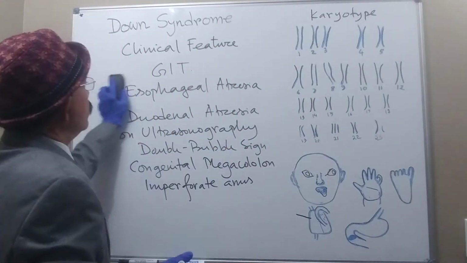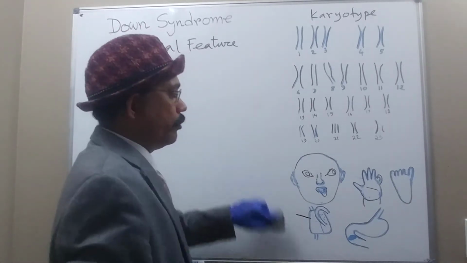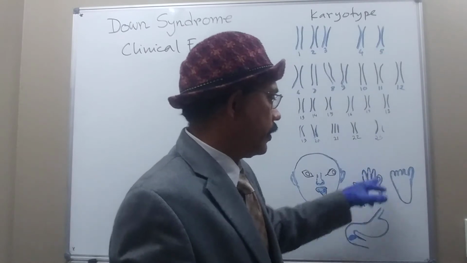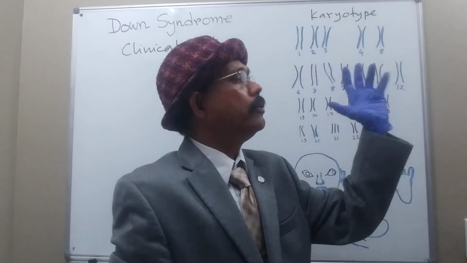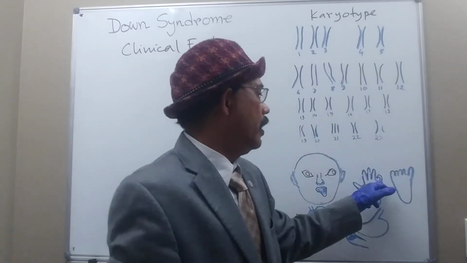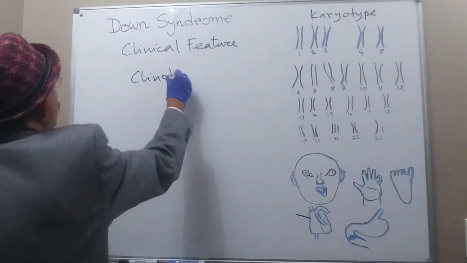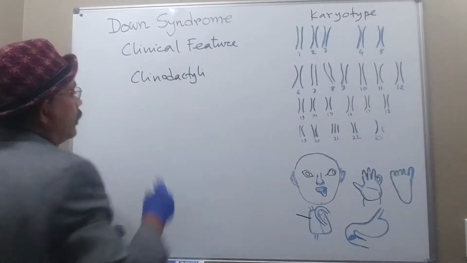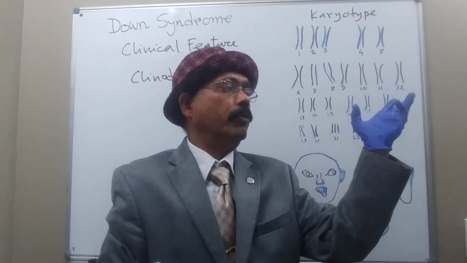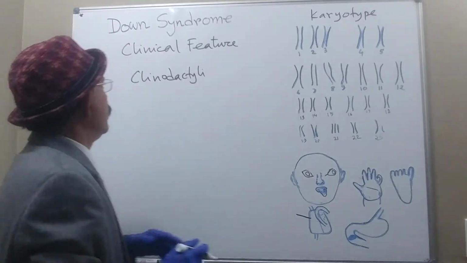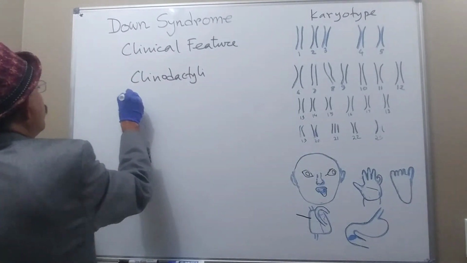Then we'll go to the hands and toes. The fingers are shorter. The pinky, or the fifth finger, will be curved and moving towards the thumb like this. This we call clinodactyly. That is the flexion of the fifth finger, the little finger, towards the thumb. That is possible, and we get the simian crease.